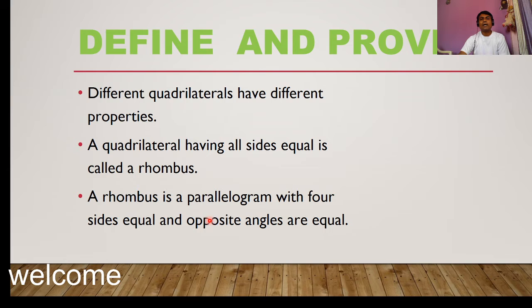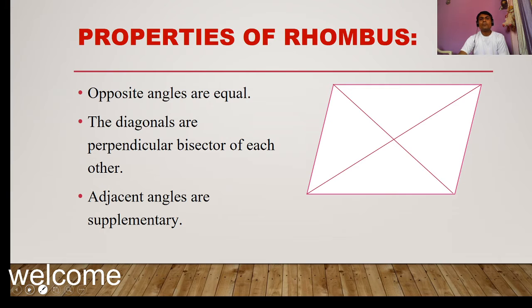A rhombus is a parallelogram with four sides equal and opposite angles are equal. That is the property of a rhombus. It is a parallelogram. What's a parallelogram? Whose opposite pair of sides are parallel, with the additional property that all four sides are equal and opposite angles are equal. That is a rhombus. Then properties of rhombus: opposite angles are equal.